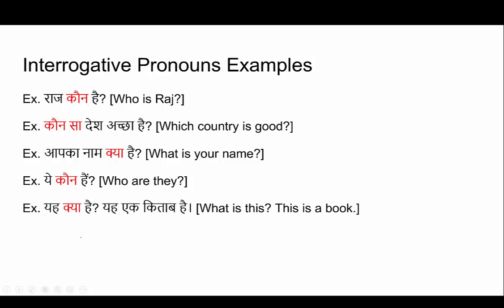Ye kya hai? Ye ek kitab hai. Once again, kya appears before the verb hai, so it functions as the interrogative what. In this case, we do have enough context to determine the definition of ye. Remember, although it's spelled yaha, we pronounce it as ye. And admittedly, we could have said what is it? It is a book as well.